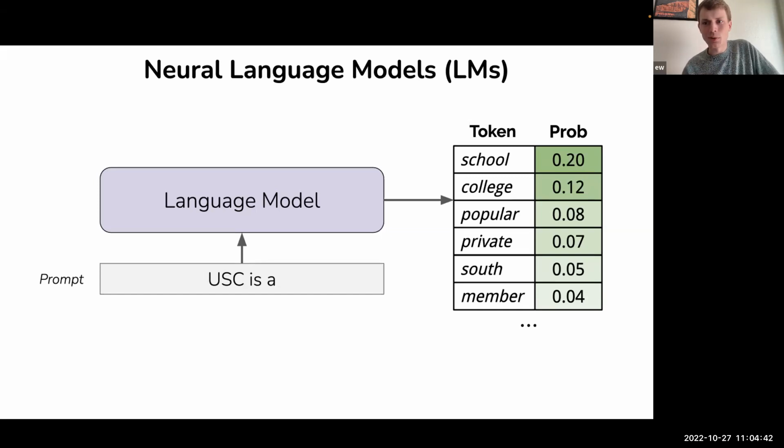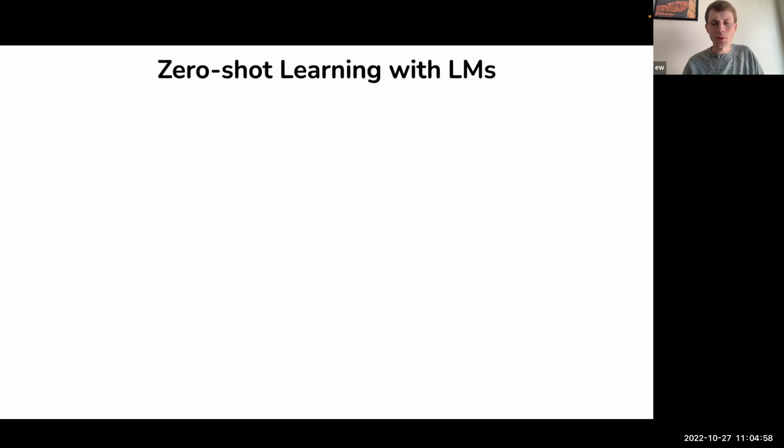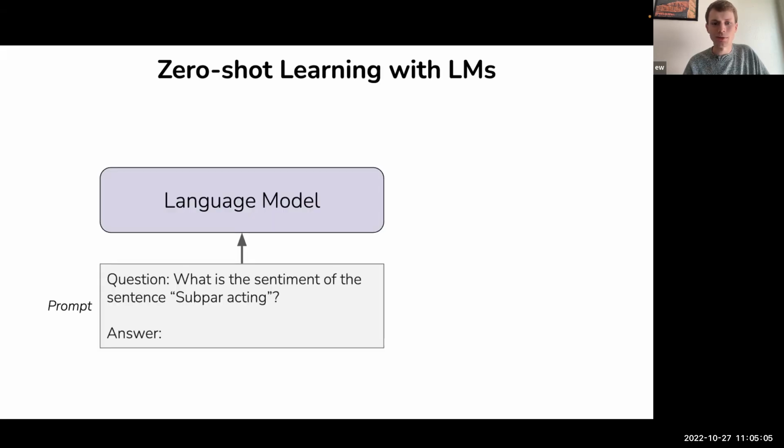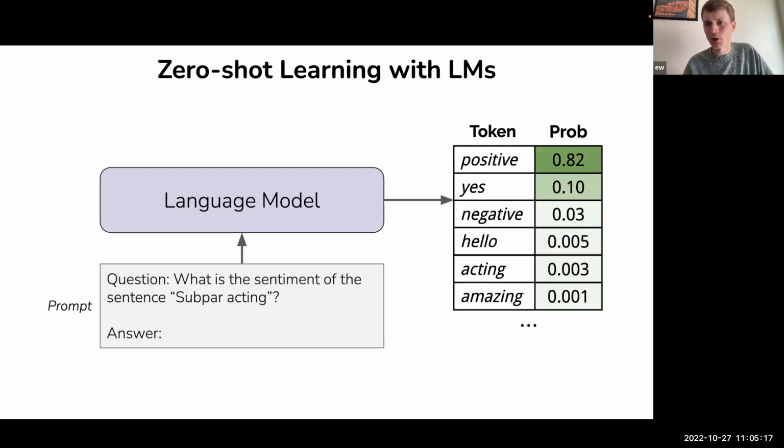Now the main thing we'll be focusing on is how we can repurpose these language models as few-shot learners or zero-shot learning mechanisms. This is a kind of ludicrous idea that has become surprisingly mainstream in the last couple of years. If I want to perform a task like sentiment analysis, rather than building a sentiment classifier, why don't I just ask my language model something like, "Question: what is the sentiment of the sentence 'subpar acting'?" and then ask it what the most likely word following the word "Answer" is. Surprisingly, you can get really strong results with a lot of these methods. In this case, the model thinks subpar acting is positive. So maybe this is an error case, but in many cases, we'll see that models are surprisingly accurate at this kind of task.